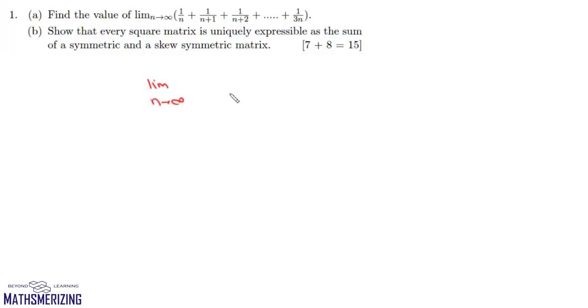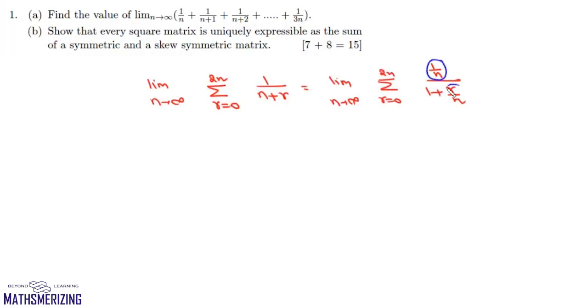n tends to infinity, and then we'll express it in terms of summation. So we can write this as 1 upon n plus r, where the value of r varies from 0 to 2n. Now we can express this summation as limit n tends to infinity, summation r varies from 0 to 2n, 1 by n and 1 plus r by n. Now we'll replace 1 by n with dx and r by n with x.